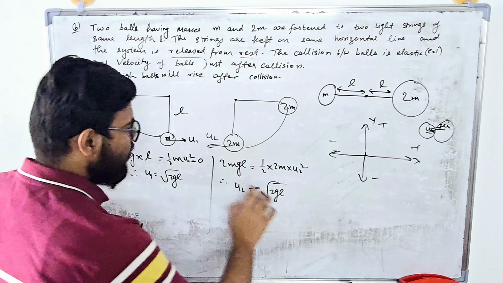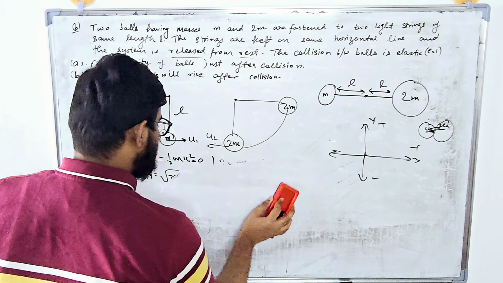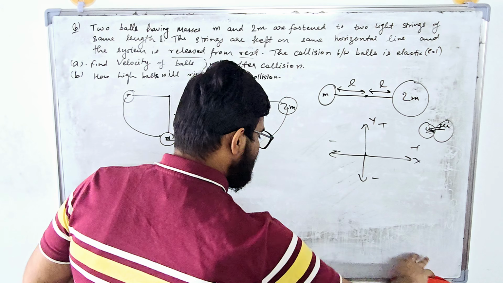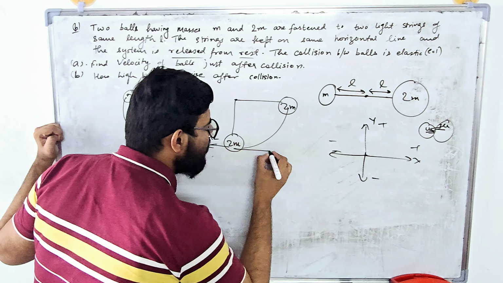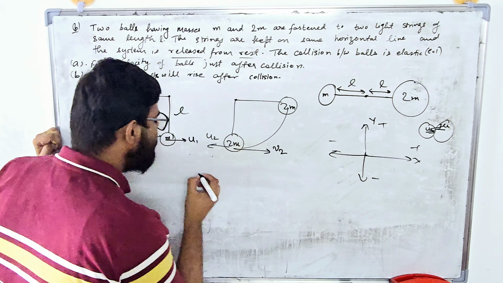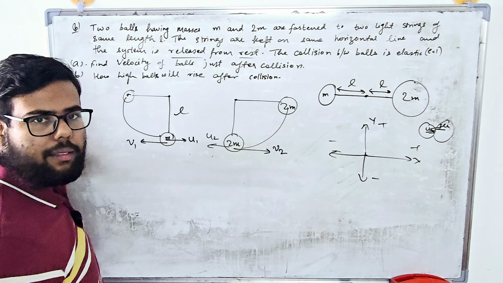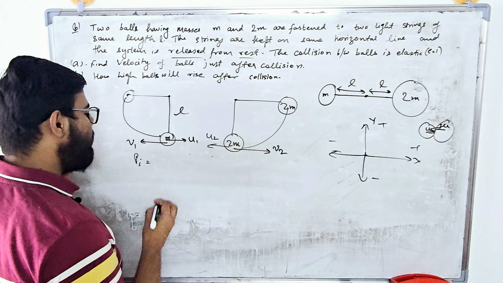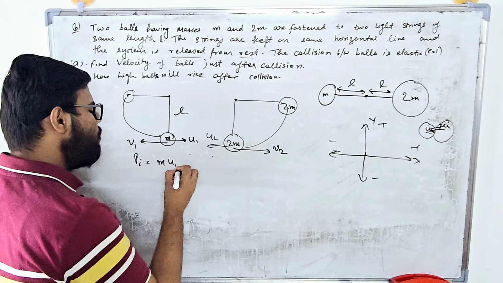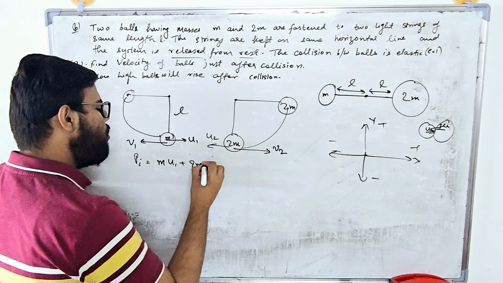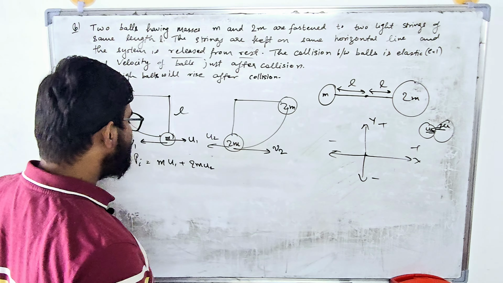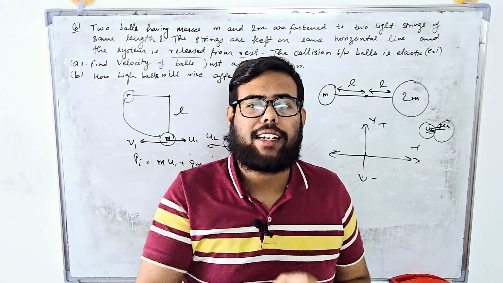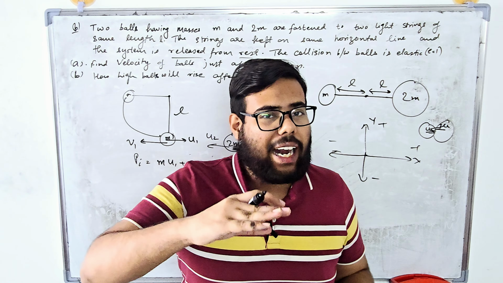Let me erase this. So we have got the velocities, and now we are going to draw the velocity after collision. Suppose after collision it has the velocity v2 and it has the velocity v1. Let's assume it. So what will be the initial momentum? The initial momentum will be equal to m times u1 plus 2m u2, correct? This is the linear momentum along the x-axis. We have to conserve the linear momentum along the x-axis because there is no external force acting along the x-axis.